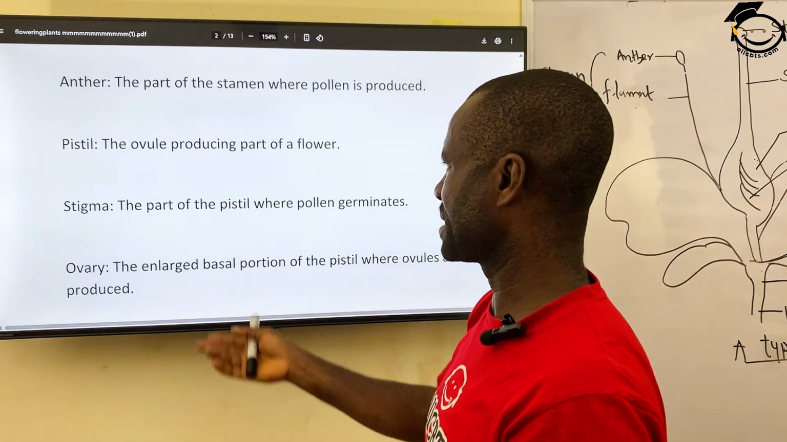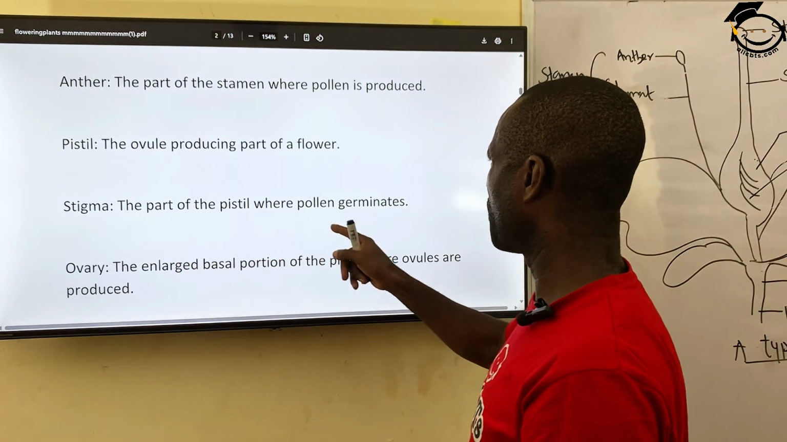Then we have the stigma. We said, of course, it is the part of the pistil where pollen grain germinates.